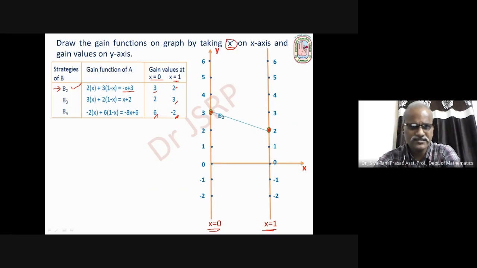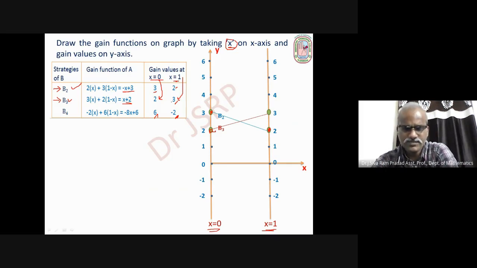Okay. Right. Next, draw the line corresponding to B3. For x equals 0, the gain is 2. That is 0 comma 2. This is 0 comma 2. And for x equal to 1, the gain is 3. That is 1 comma 3. This is 1 comma 3, this point. Okay. So join these 2 points. So this is the line corresponding to the third strategy of player B, that is B3, or the gain function of A corresponding to the third strategy of player B.